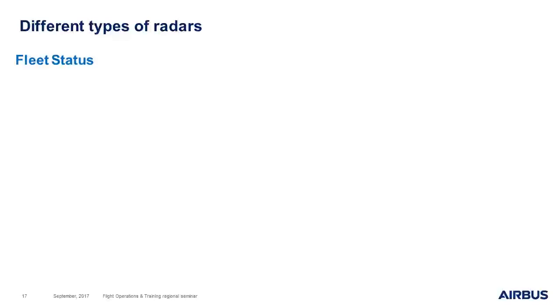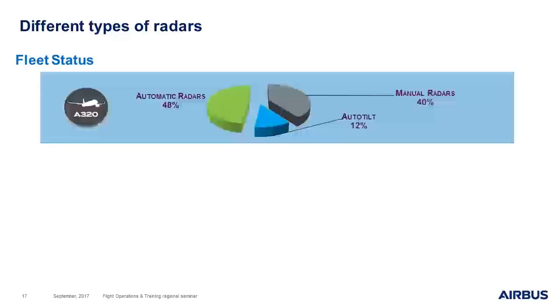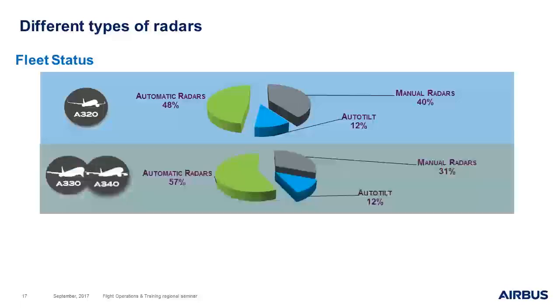Let's now have a look at the fleet status regarding these different types of radars. On A320 family, you can see that nearly half of the aircraft are equipped with automatic radars. Auto tilt represents 12% of the fleet, and manual radars are still present in 40% of the aircraft. It is more or less the same repartition for A330 and 40 families. A little bit more automatic radars, 57%, 12% of auto tilt, and 31% of manual radars.